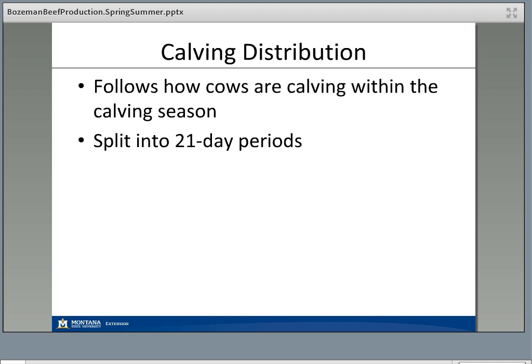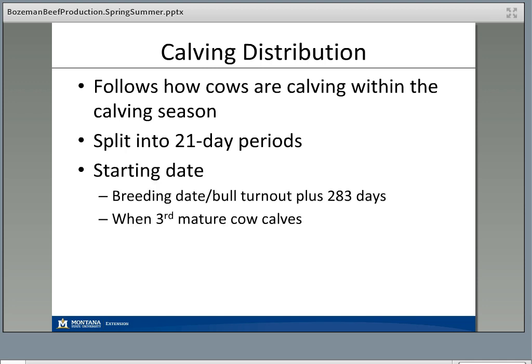Of the beef cow. And there's a variety of ways one could choose a starting date. One would hope that you would have a good record so that you would know when you turned bulls out or when you AI'd a cow, and we could take that date plus 283 days of gestation, and that would be your starting date. Some people also use when the third mature cow calves as their starting date.